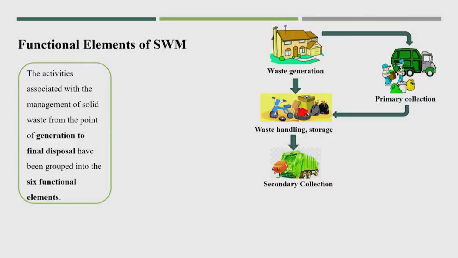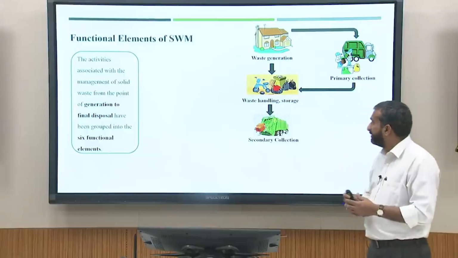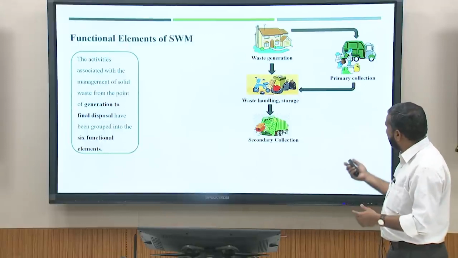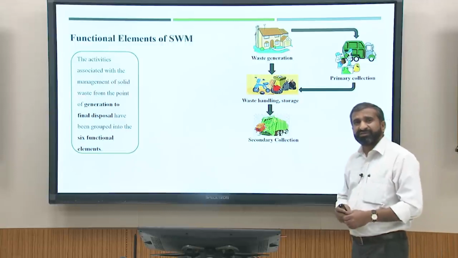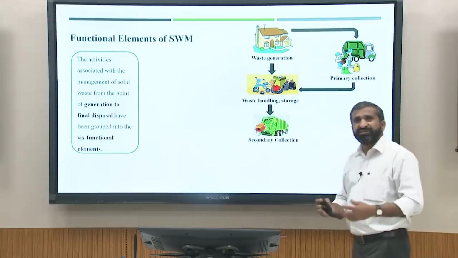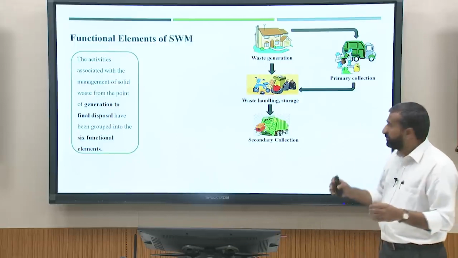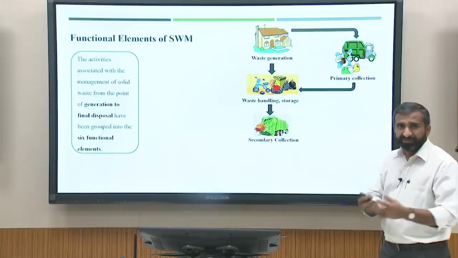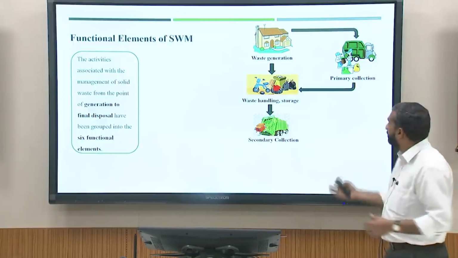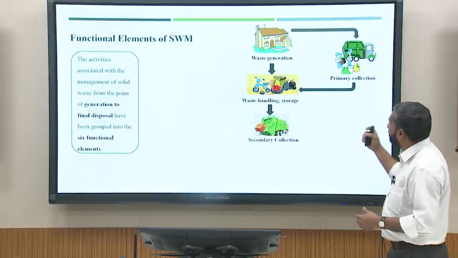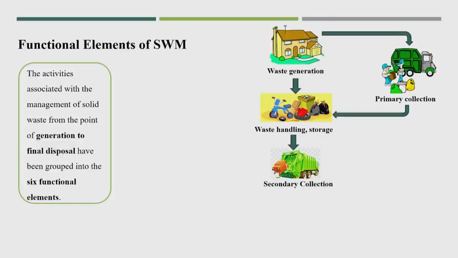And the third functional element is collection. This is one of the very important services or systems for solid waste management, which includes 2 types of collection. The first is the primary collection. Under the Swachh Bharat Mission in 2014, most of the cities started house to house collection. One of the crew members from the corporations or from NGOs comes to your house and collects the waste, which we normally call the primary collection.